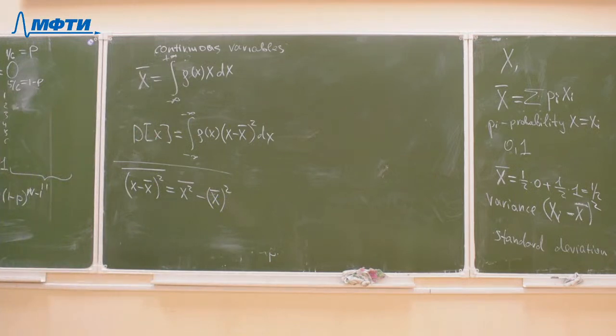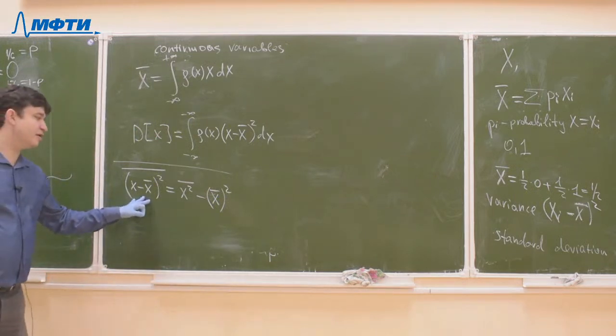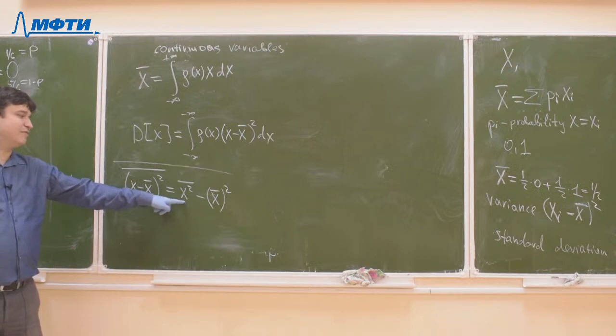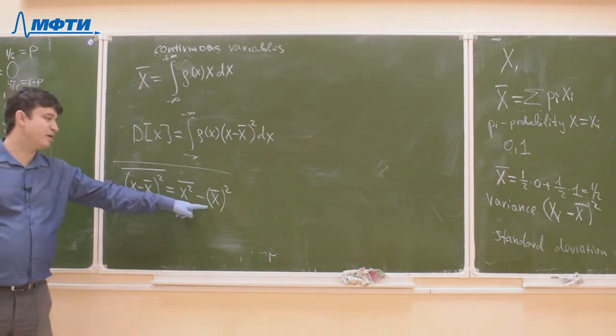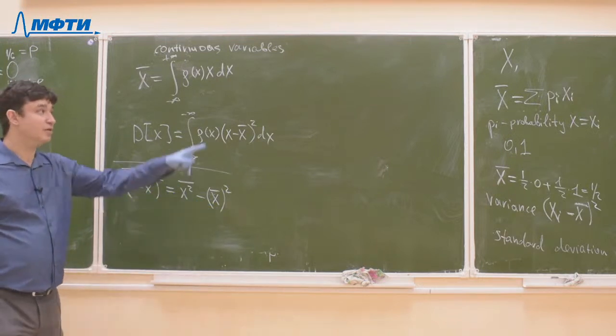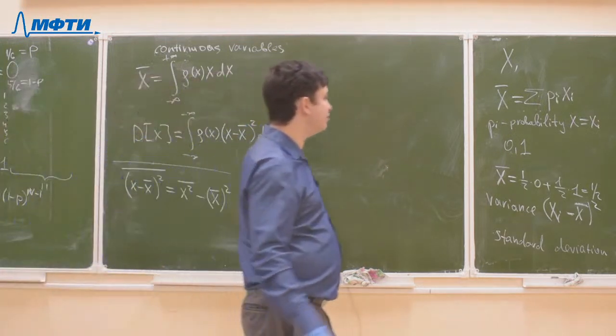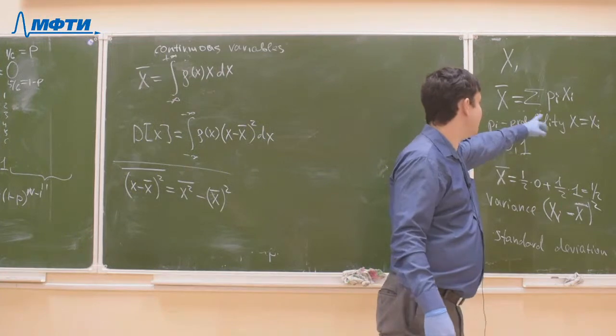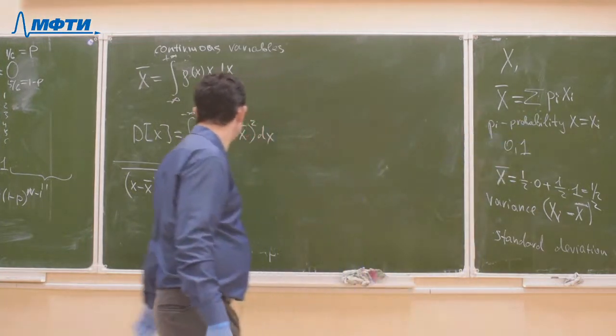So if you want to calculate the variance of some random variable, you can calculate the average square of this variable and then subtract the squared average of this variable. Let's check this theorem in this case of coins.